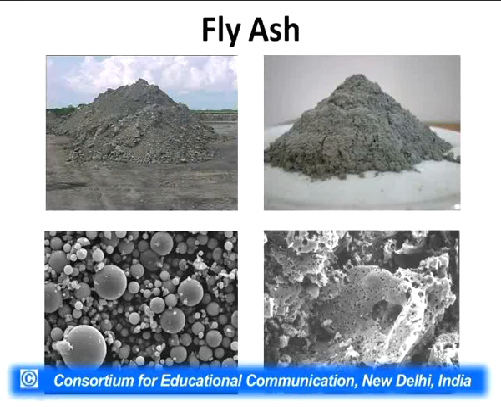Here you can see the different pictures of fly ash. One is a mound, which is a kind of collecting site of fly ash. That is the first one, the top one at the left hand side, while the second one is a close-up or zoomed in picture. It is a pile of fly ash again. The third one, the bottom left picture, is basically a magnified picture of fly ash, taken with the help of a scanning electron microscope.